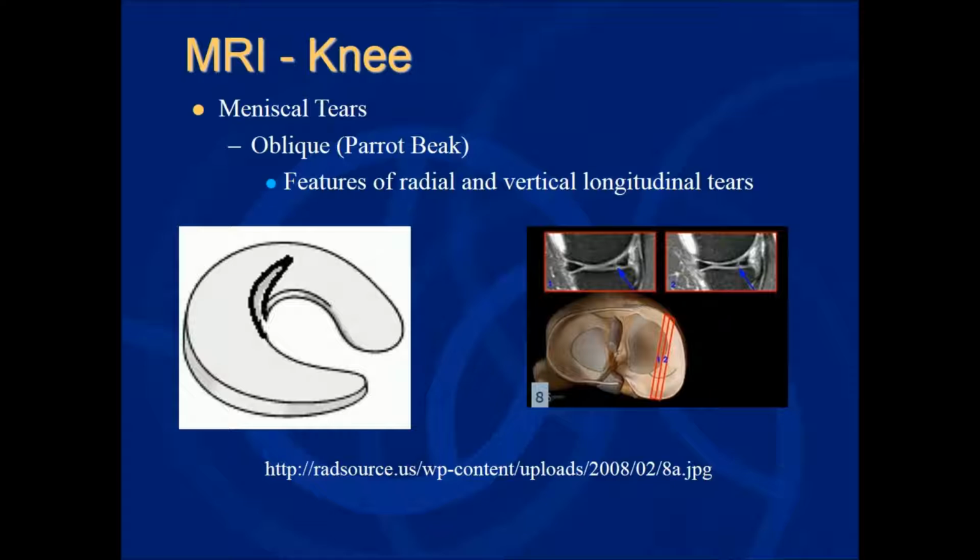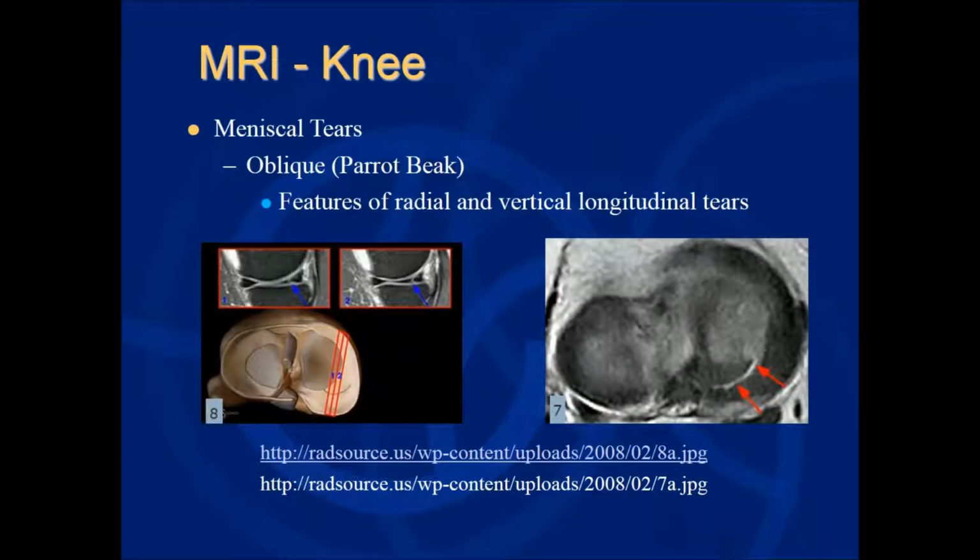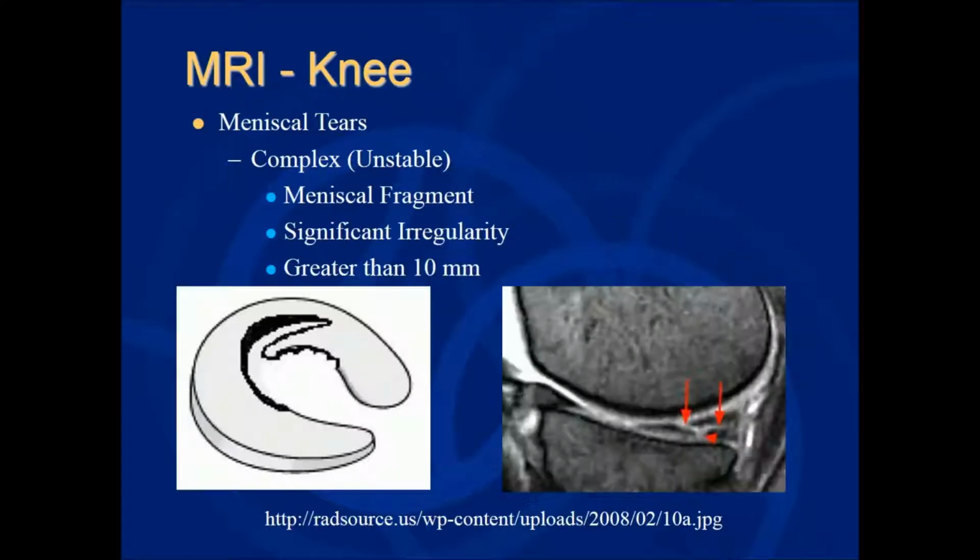Here's an oblique or parrot beak tear. This shows features of both radial as well as vertical longitudinal tears, meaning that it starts in a radial component but then extends longitudinally. These typically show a vertical component. Again, another diagram and image here. The image on the right is an axial image showing that initially on the diagram on the left you can see it starts in a radial manner and then extends to have a longitudinal component.